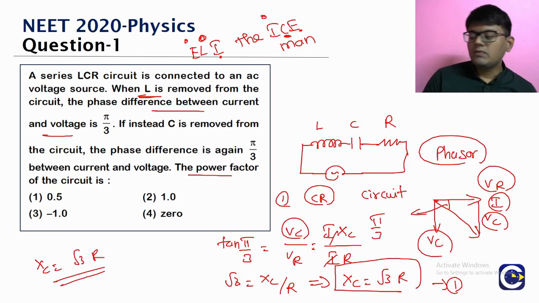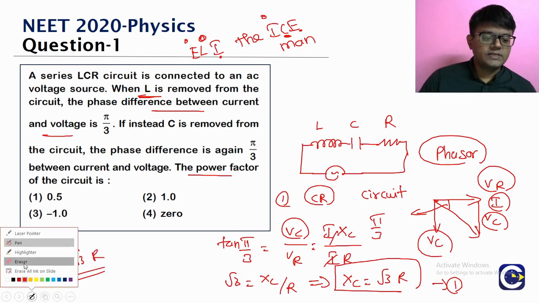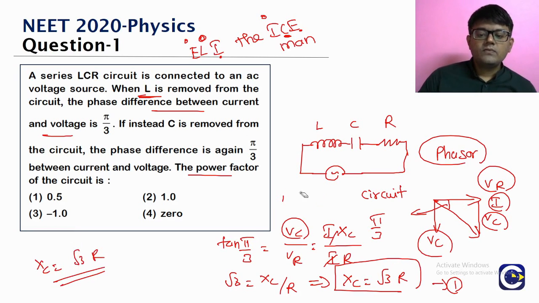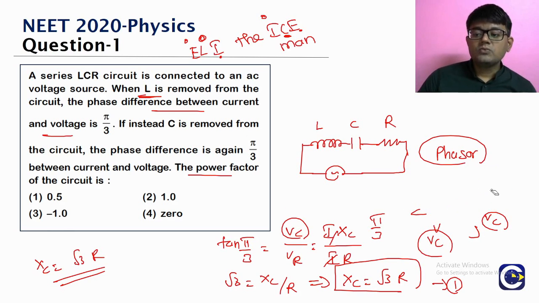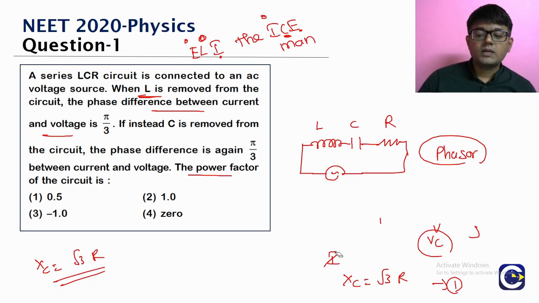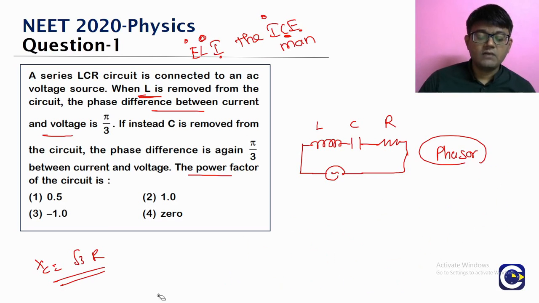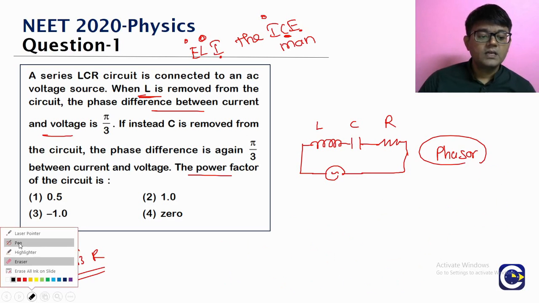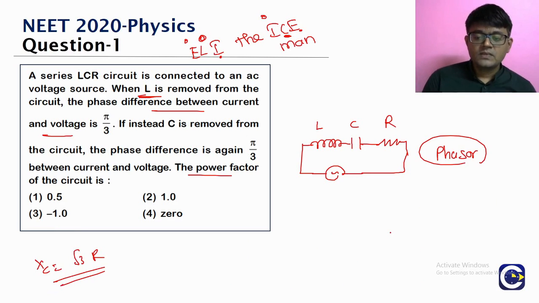Now we look at the next situation, case 2. Here in case 2, we are removing the capacitor. If you remove the capacitor, the circuit is going to become a series LR combination. So what will be the phasor diagram?